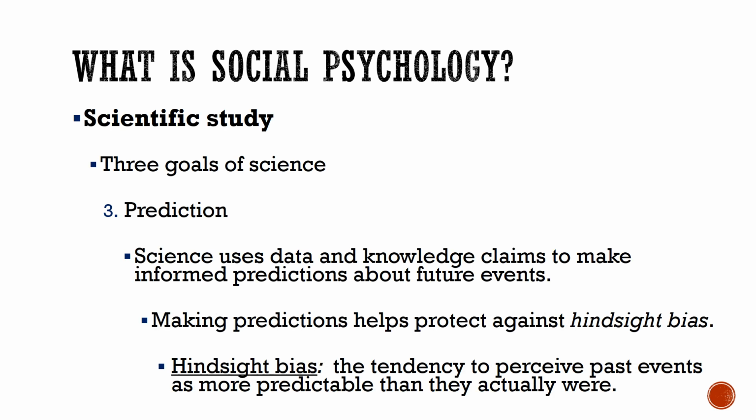Making predictions also helps protect against what's called hindsight bias, which is the tendency to perceive past events as more predictable than they actually were. Once something happens, many people say, well, I could see that coming, even though they didn't. A relatively recent example of this was the election of Donald Trump to the presidency in 2016. After he won, many people claimed that they, quote unquote, saw it coming, even though that really wasn't the case, quite frankly. When one has to make predictions, though, this keeps one honest, so to speak.